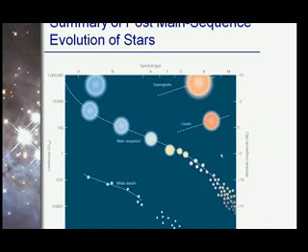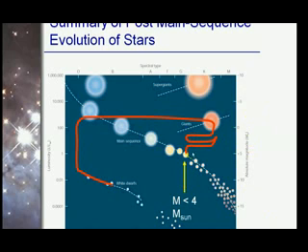So this is how stars evolve on the HR diagram. For a star less than 4 solar masses, this is how it evolves. It starts from the main sequence, goes to a red giant, and then moves towards its white dwarf stage.